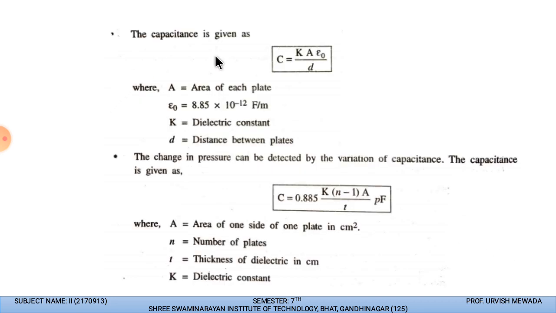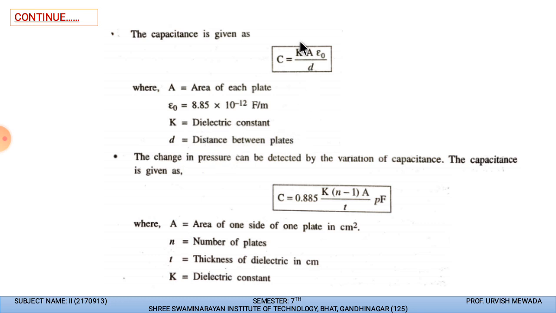Let us discuss through the detailed derivation how this will work. The capacitance is given as C equals K into A epsilon 0 by D, where A is the area of each plate. Here we are using two plates: one is the fixed plate and the second one is the diaphragm. Epsilon 0 is the permittivity of the medium, 8.85 into 10 to the minus 12 farad per meter. This is the standard that we use for different types of mediums. K is the dielectric constant of the material, meaning the dielectric material we use in between the two plates of the capacitor, and D is the distance between the two plates.